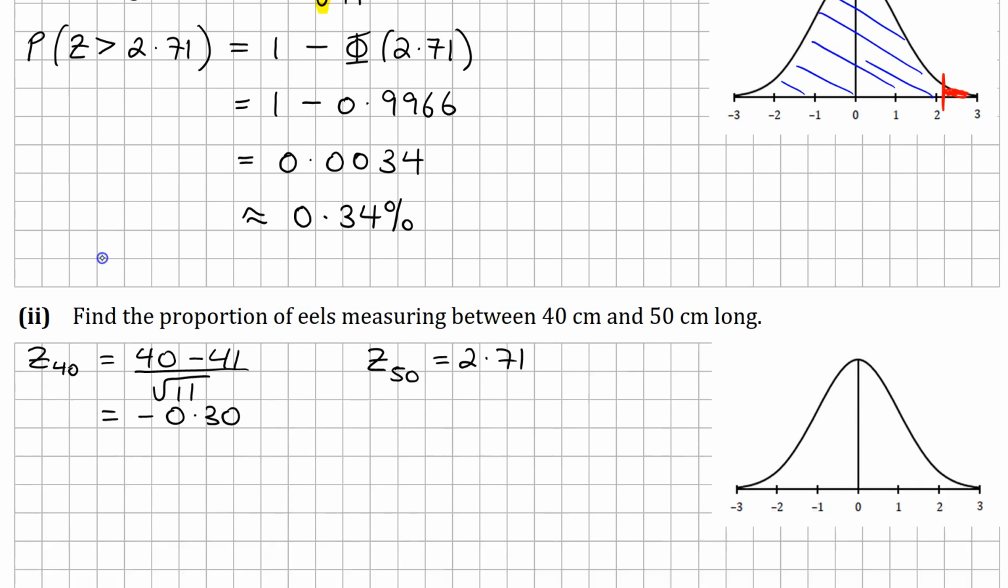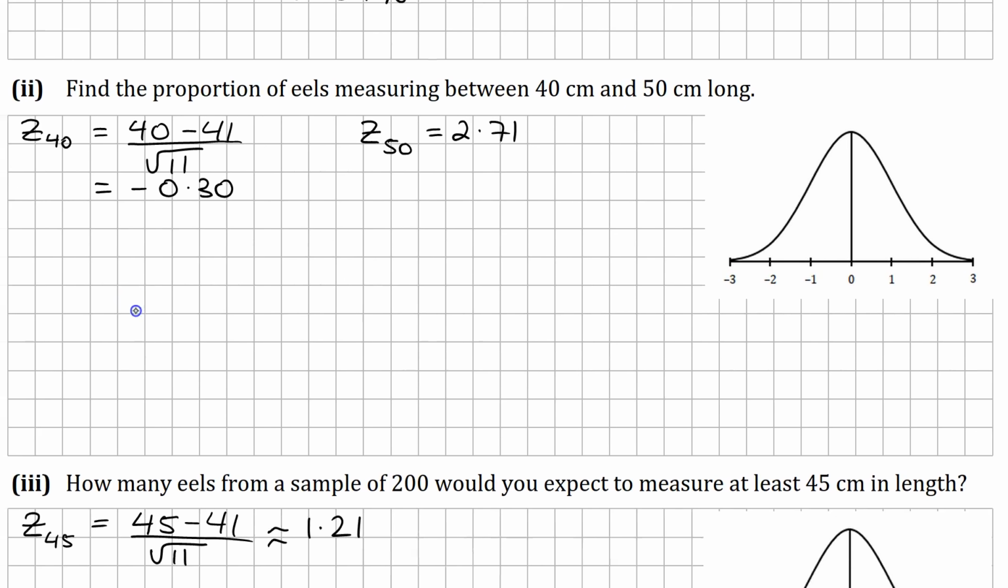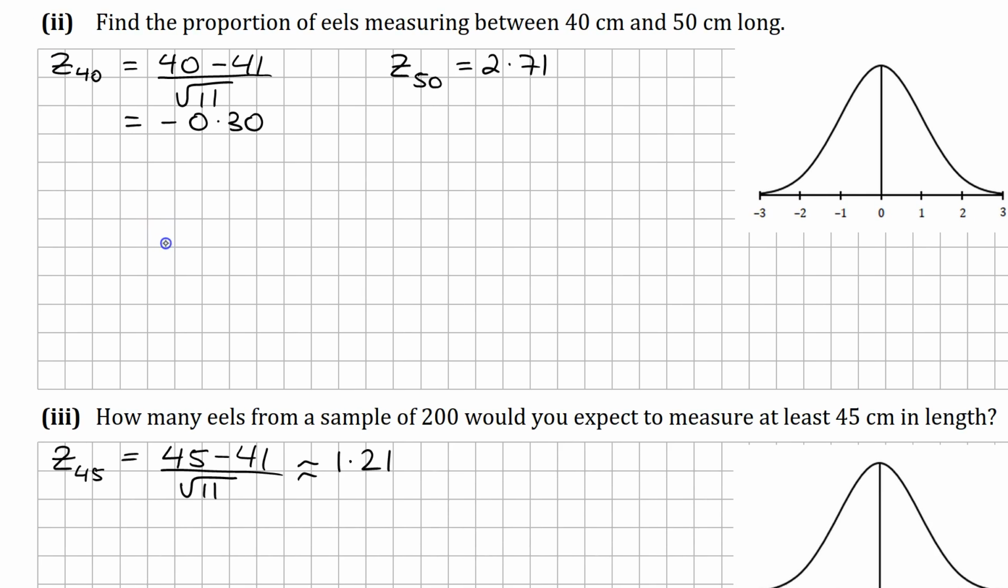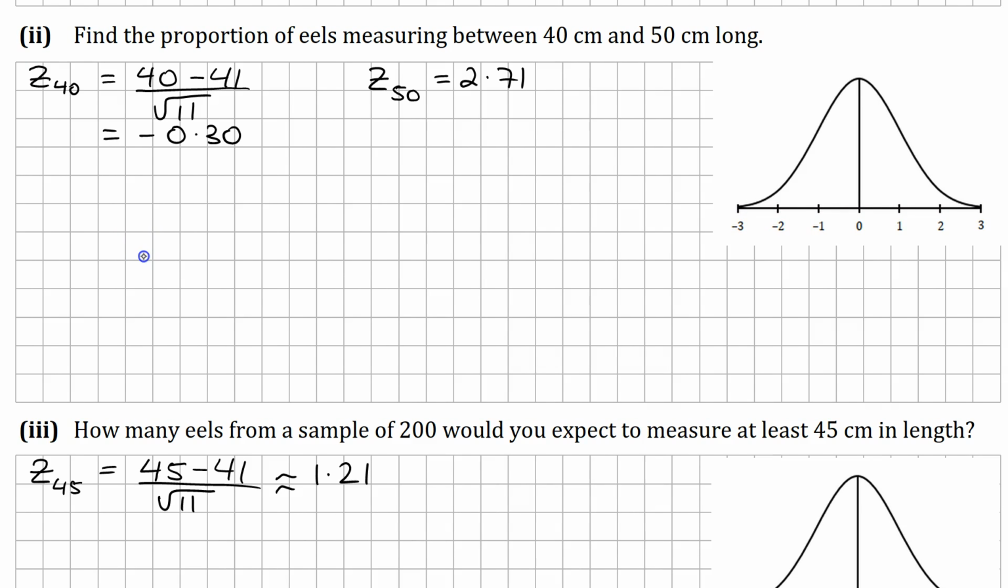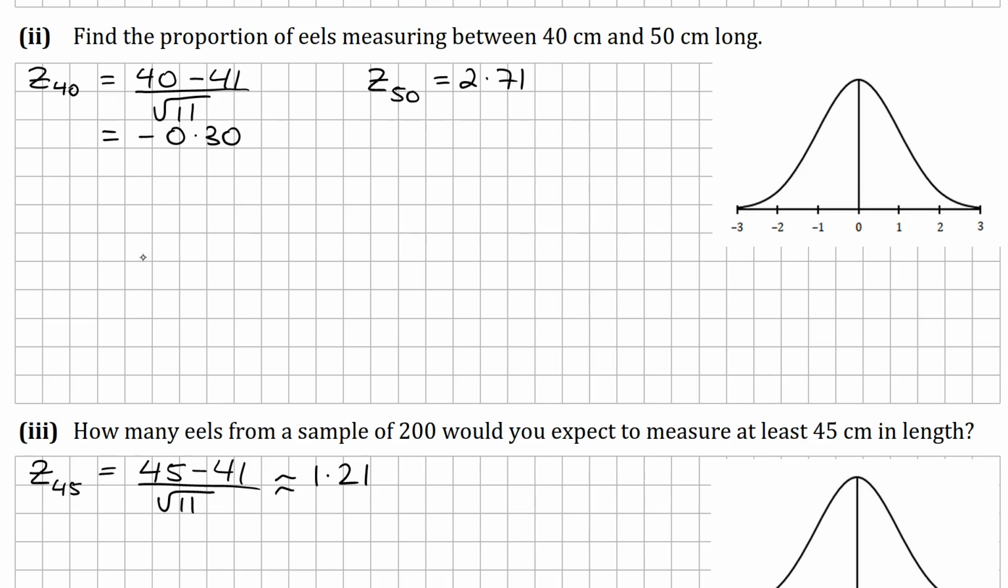Okay. The next one then: find the proportion of eels that are measuring between 40 and 50 centimeters long. So again, I have to get my two z scores. My 40 z score, I have it worked out there, and my 50 z score was taken from the previous question. So I have a minus 0.3 and a 2.71. Any figures between the two of these.